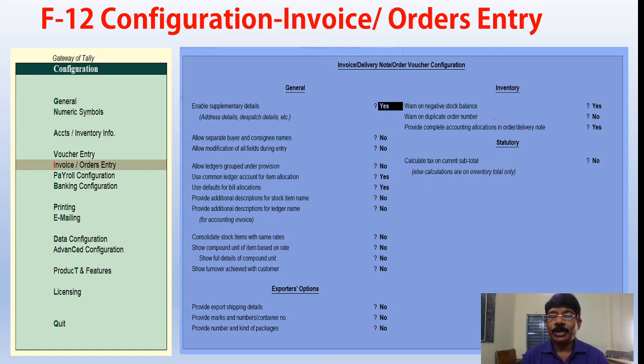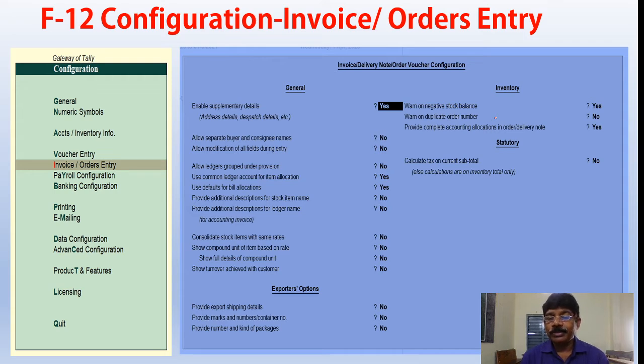Some stock items are called by two or three different names, alias names. If I enable that, then automatically it will let me give the alias name or description of the stock item. Consolidate stock items with same rates. So this helps in reports. The stock items we bought at the same rate will be displayed for us.